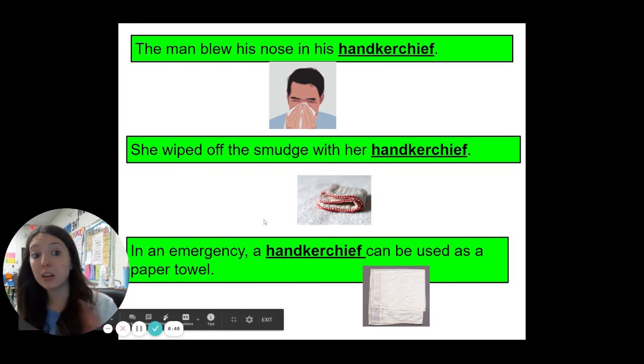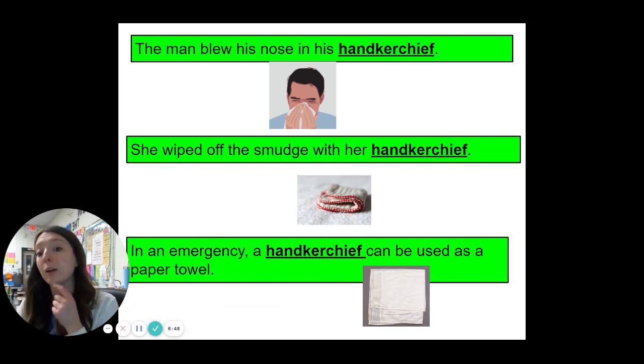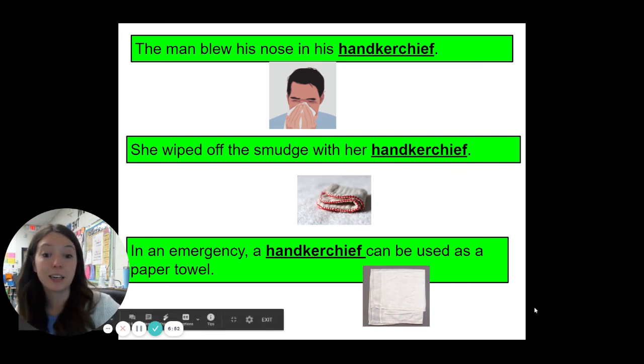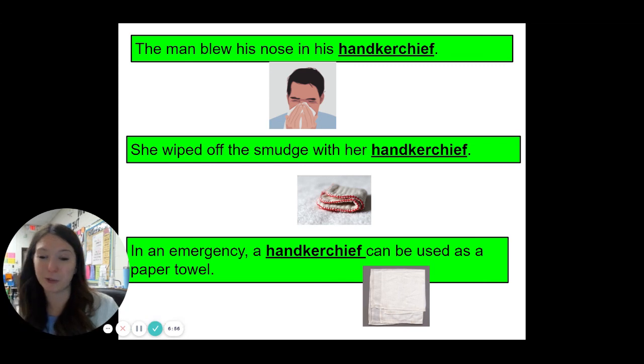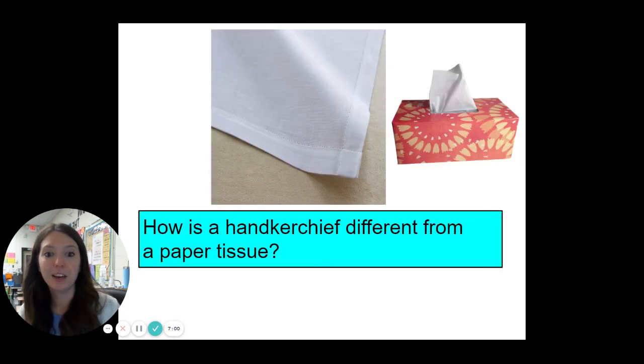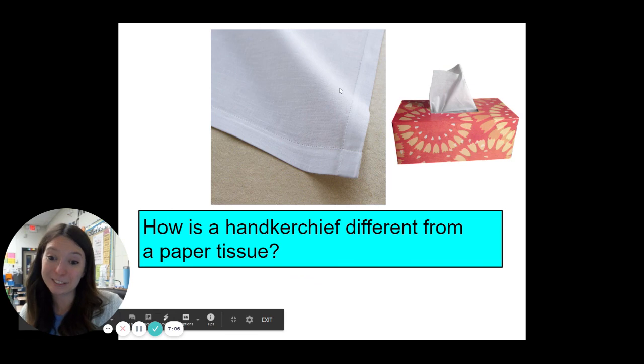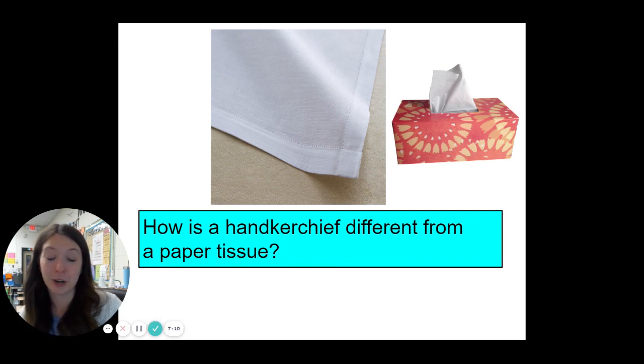She wiped off the smudge with her handkerchief. So a lot of women, if they were putting on lipstick, they might wipe their smudge of lipstick. In an emergency, a handkerchief can be used as a paper towel. So if you spilled something and it was an emergency, you could dry it up with it. Your question is, how is a handkerchief different than a paper tissue, like the tissues we know today? How are they different from each other? Use the word handkerchief in your answer. Pause the video.